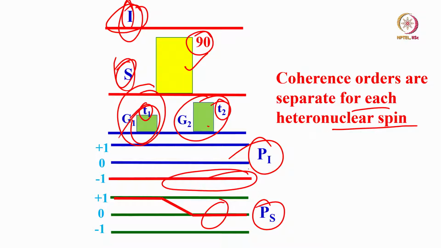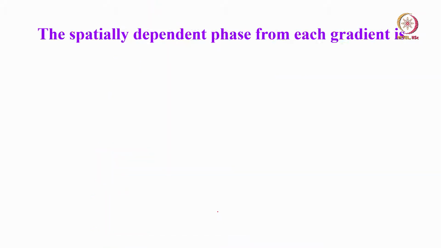For one of the nuclei, the I spin, for which I have taken -1 as the pathway for my detection, it is the same for both G1 and G2. For both gradient times, the pathway for this is -1. As far as the S spin is concerned, during G1 the pathway is +1, during G2 the pathway is 0. All this logic we have to understand.